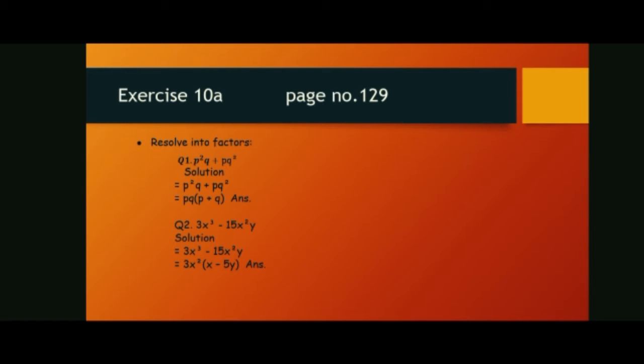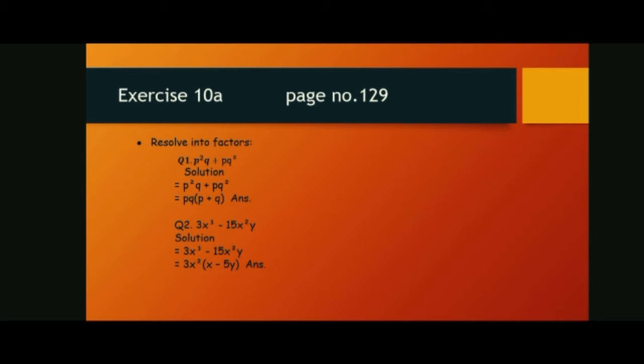P square q plus pq square, the only thing that we can do is take something as common. The thing which is present in both of these terms, we can take that as common. So we have taken pq as common because it is present in both of these terms. The remaining terms are in this bracket, which are p plus q.